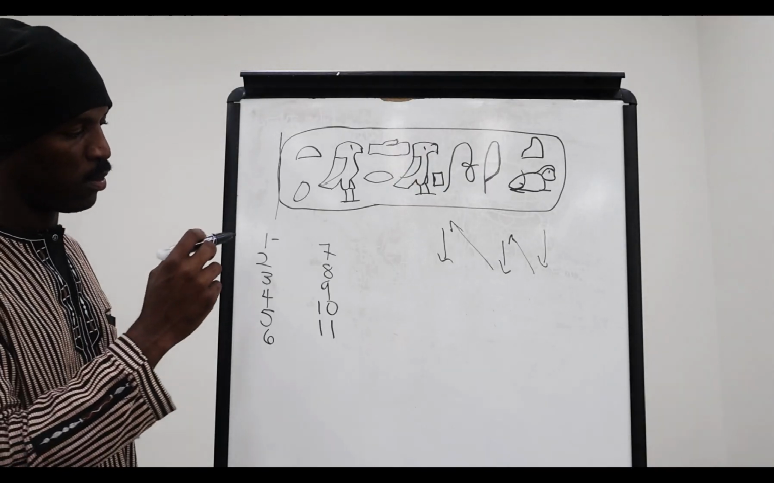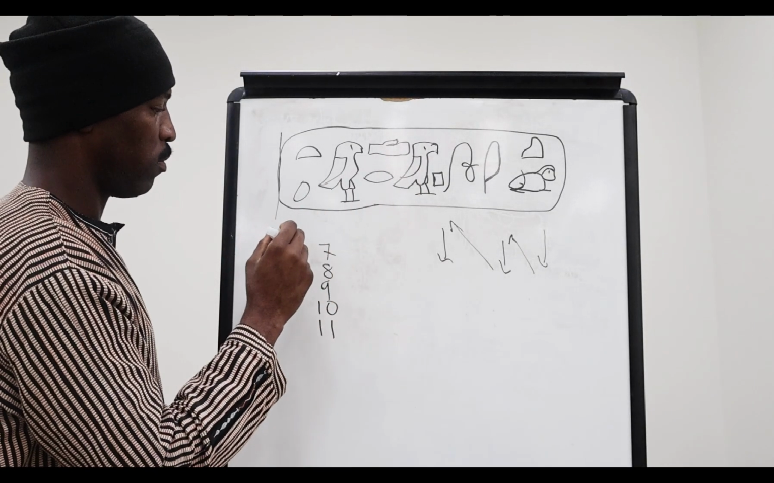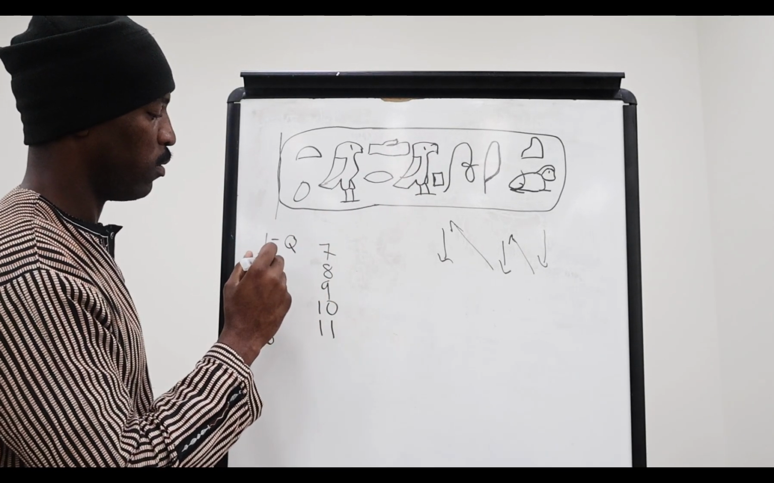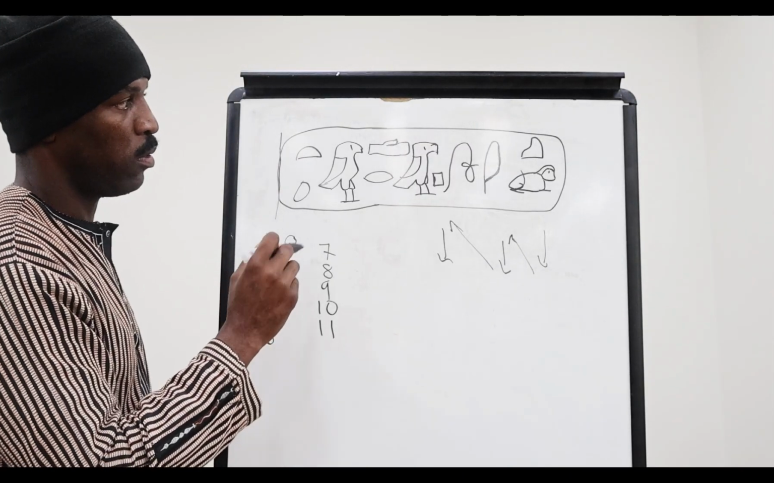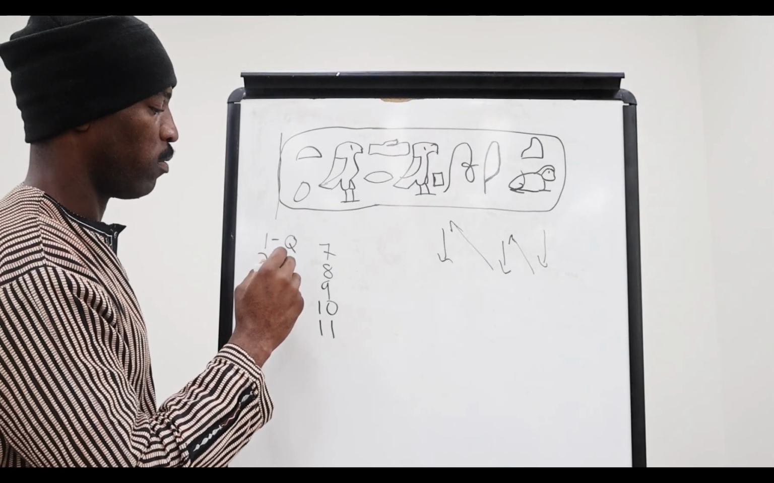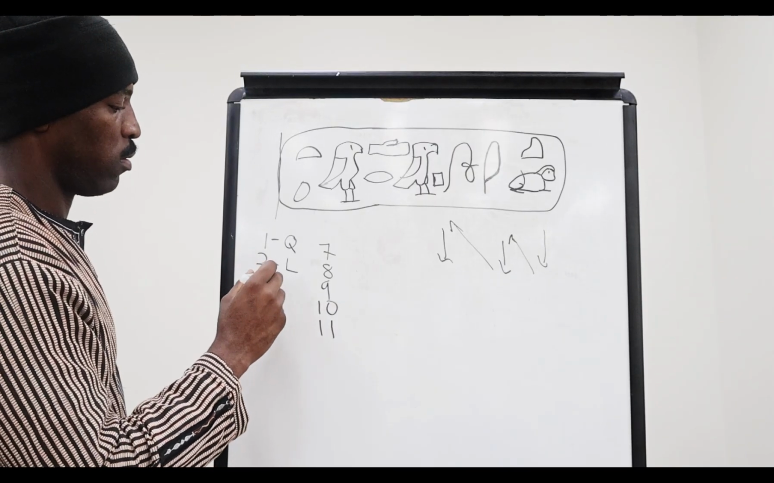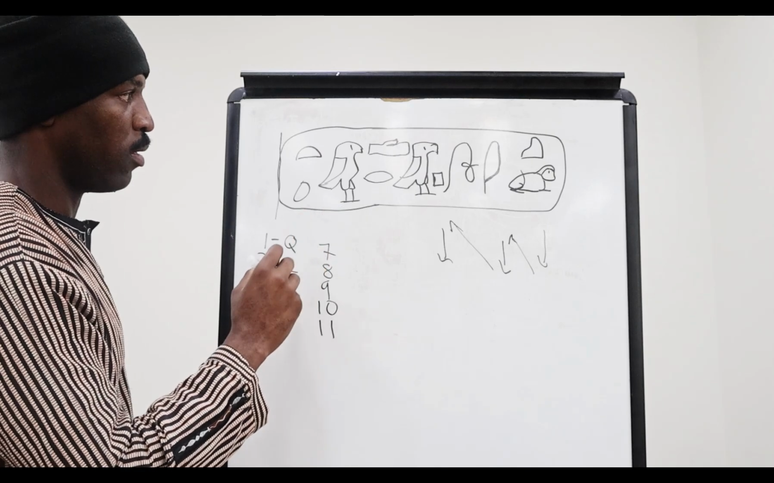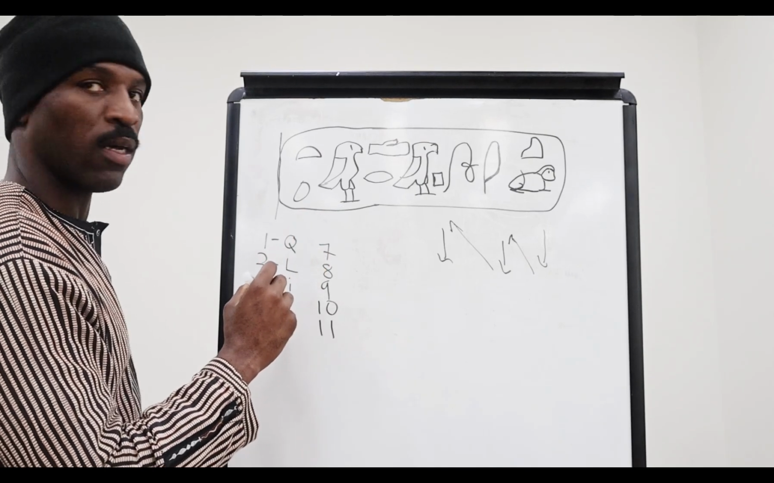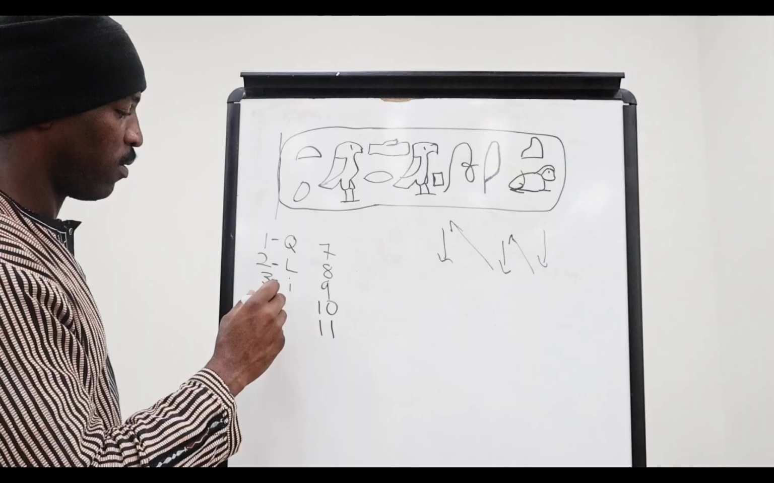Okay. Yeah. So the hill represented the Q. The lion represented the L. The feather represented the I, E sound, right?